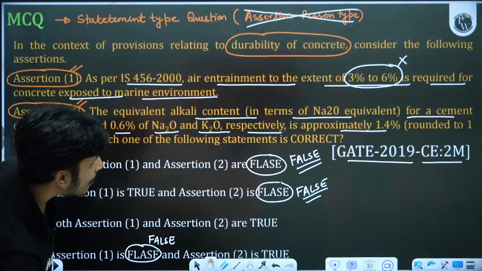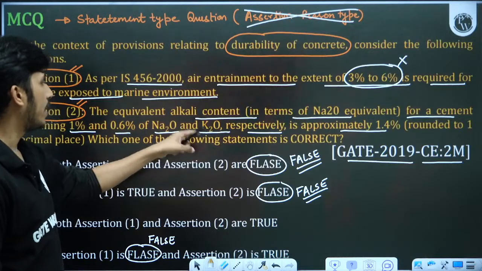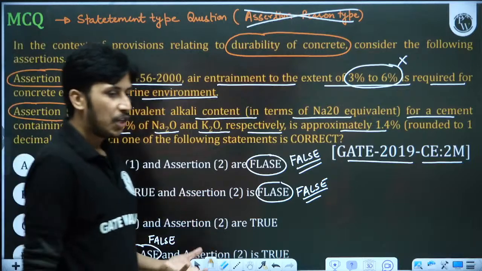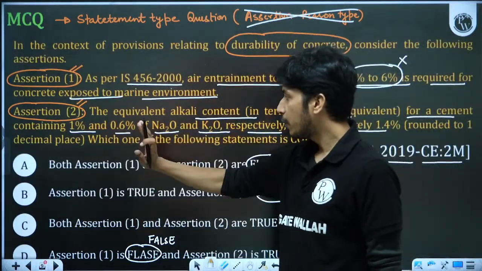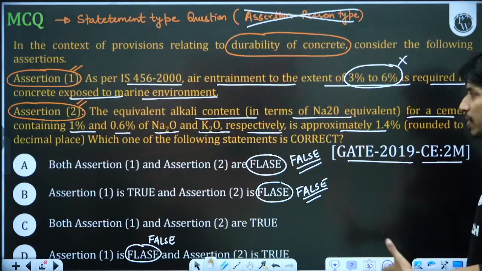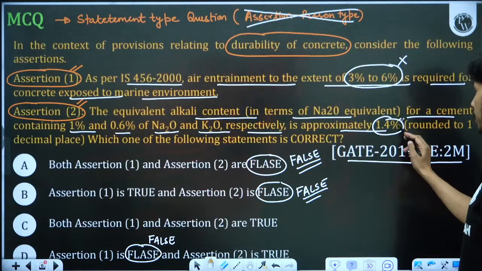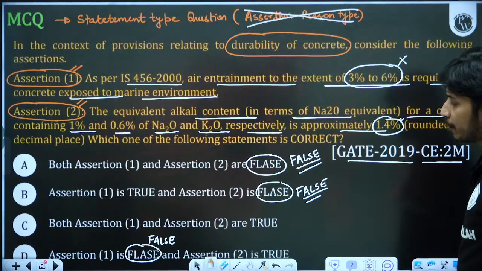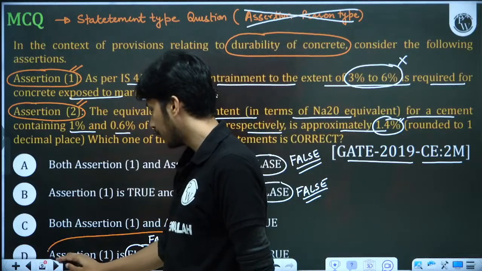So in terms of Na2O, for a cement containing 1% Na2O and 0.6% K2O, it is approximately 1.4%. How can we do this? We calculate the equivalent weight, and using it we convert K2O also into Na2O. So 1% is Na2O and 0.6% of K2O is almost equivalent to 0.4% of Na2O. So this is approximately 1.4%, rounded off to 1 decimal place. Okay, that is correct. If you calculate, it will come out the same. So 2 is correct, 1 is false. So D part is the answer of this question: 1 is false and 2 is correct.